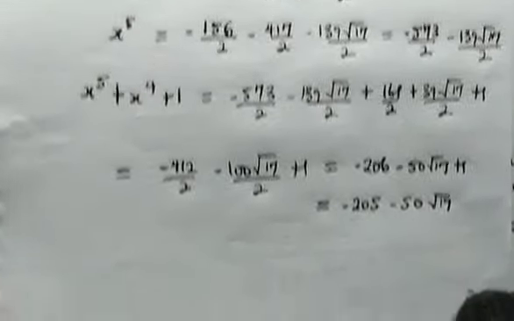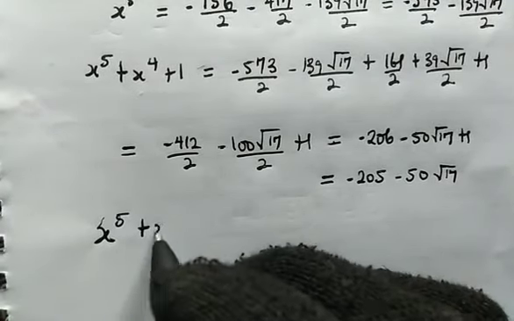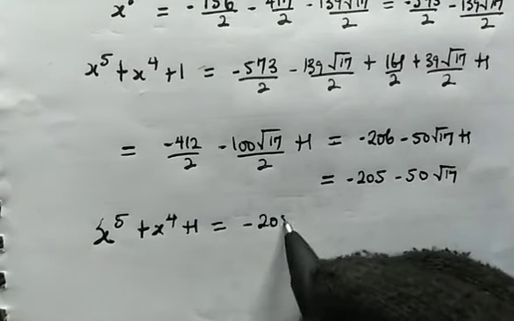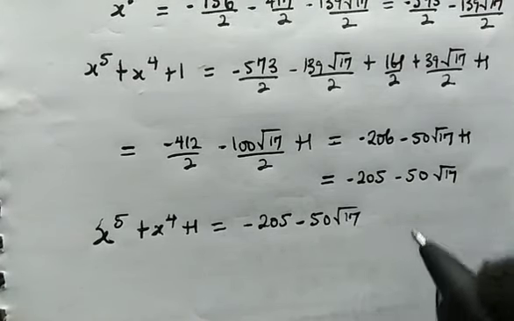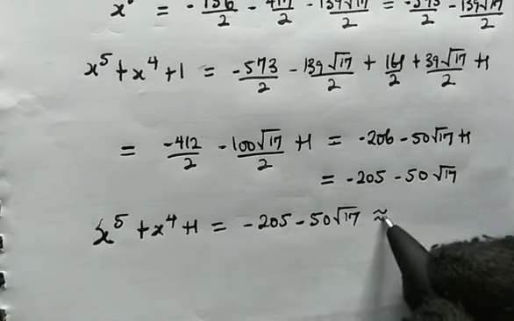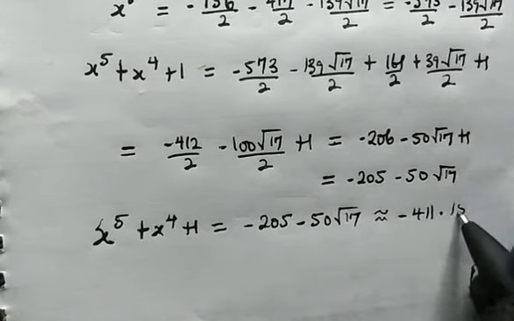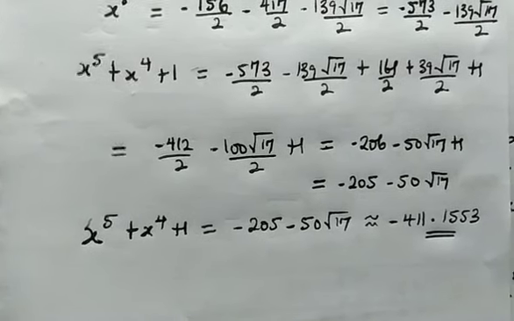And from here we have the solution. x to the power of 5 plus x to the power of 4 plus 1 equals negative 205 minus 50 root 17. And this is approximately equal to negative 411.1553.